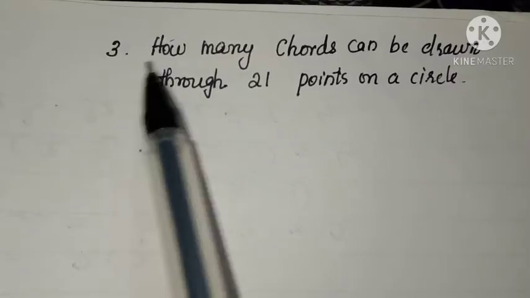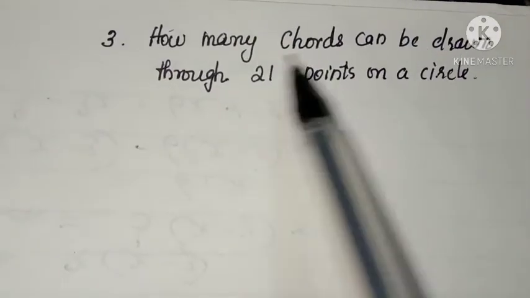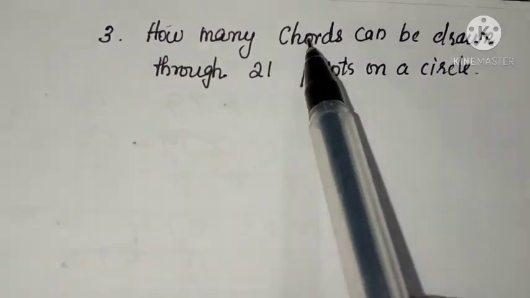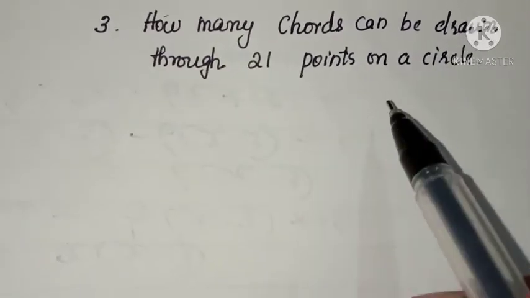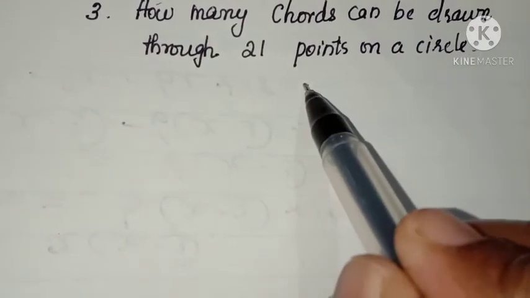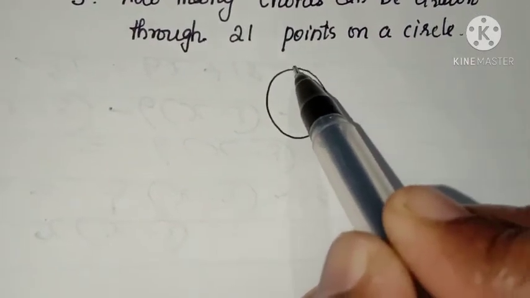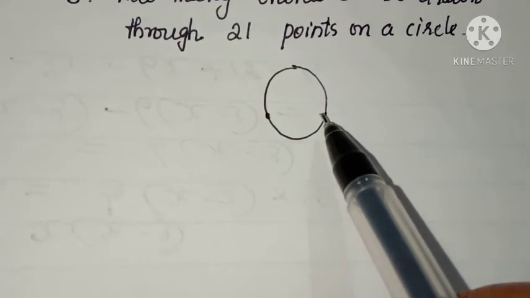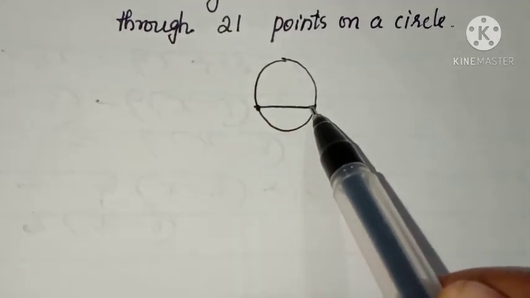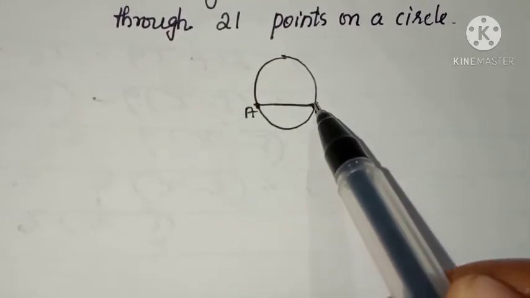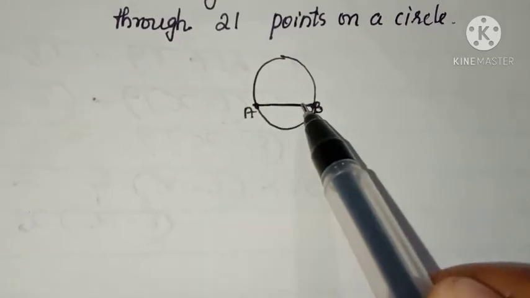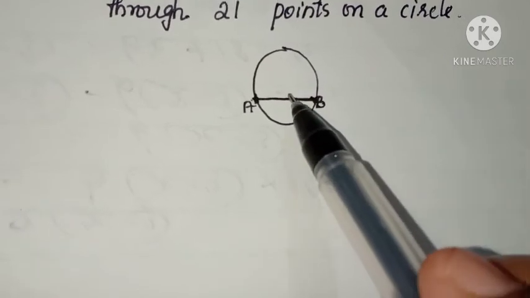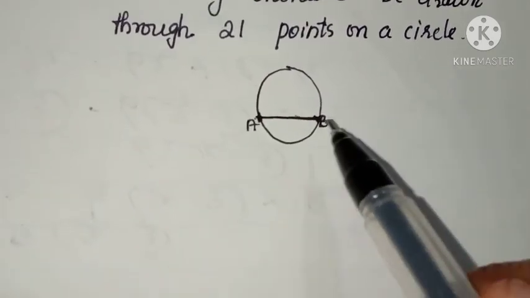Question number 3. How many chords can be drawn through 21 points on a circle? Okay. What is a chord? Chord means a straight line joining 2 points on a circle, isn't it? This is a chord. So to draw a chord, we need minimum 2 points.